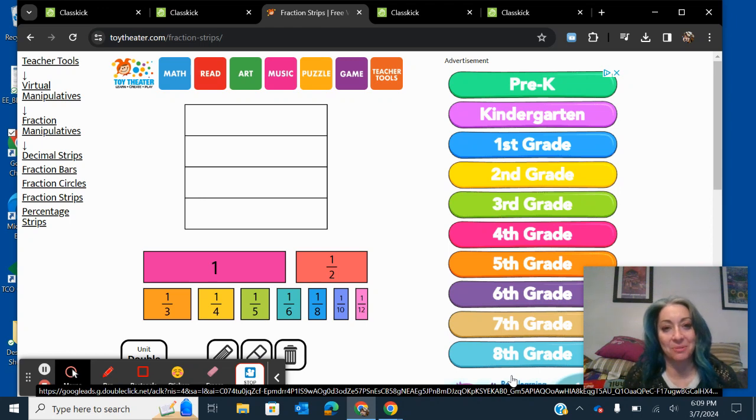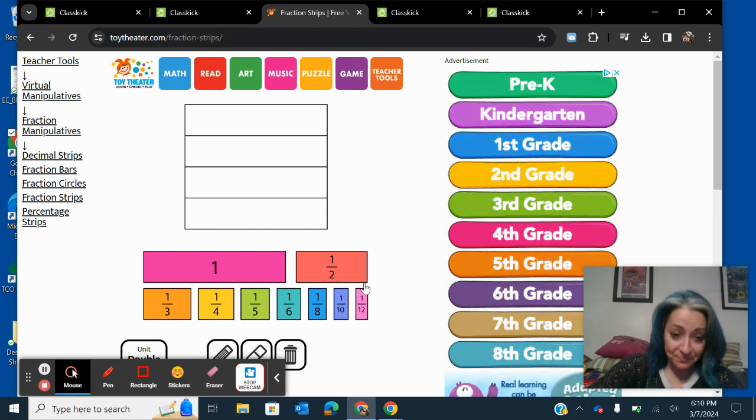So we're going to talk a little bit about equivalent fractions. When you think about equivalent fractions, think about the word equal. These are fractions that are equal to each other. They might not look equal, but they are equal, meaning they are the same size fractions. I'm going to show you two ways that you can find and identify equivalent fractions.